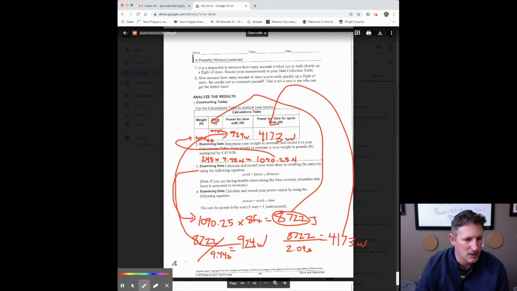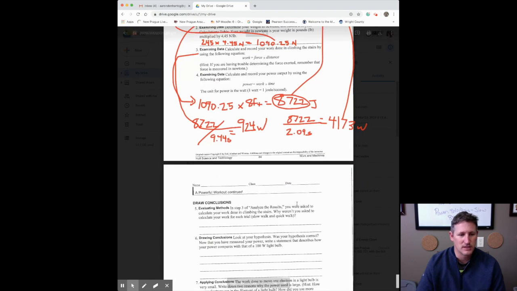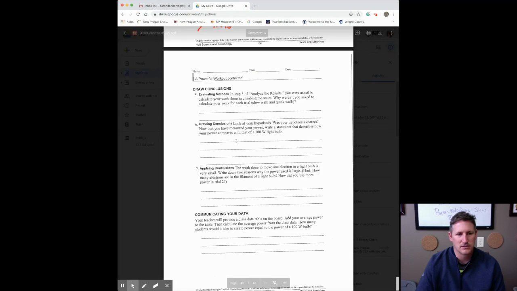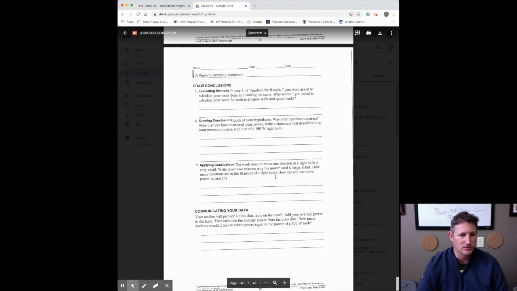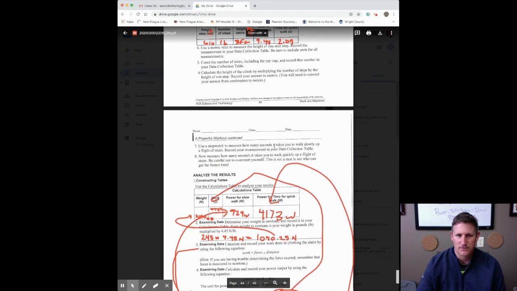Remember, you can go back and pause it, go back and check if you don't really understand what's going on. Once you've calculated these things, I want you to go in here and answer these questions: evaluating methods, drawing conclusions, applying conclusions, and communicating your data. Once you've done all that, then you are done with your lesson for today.